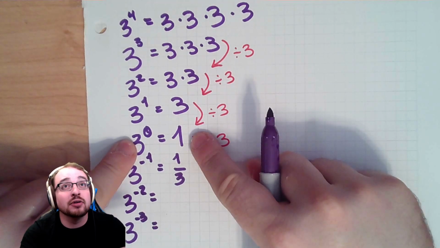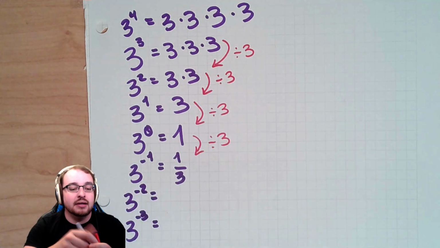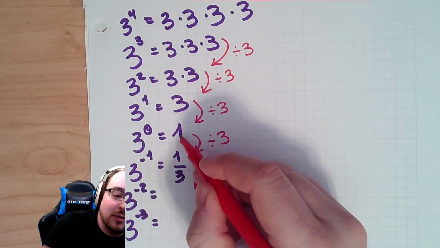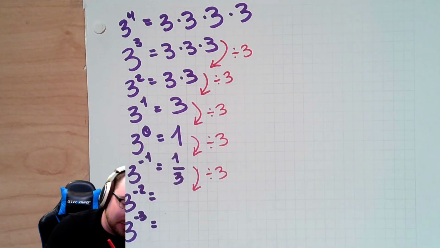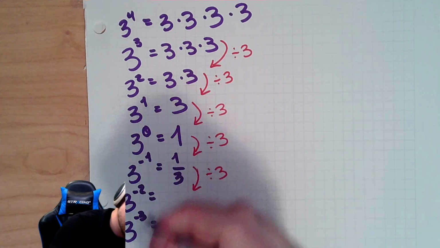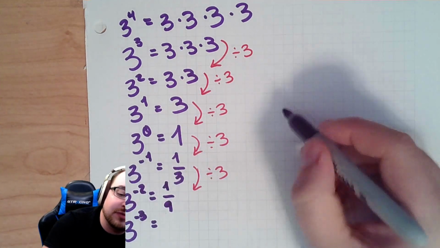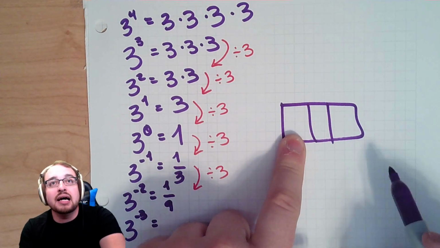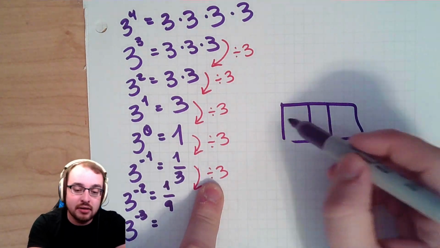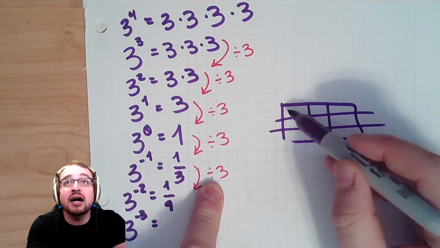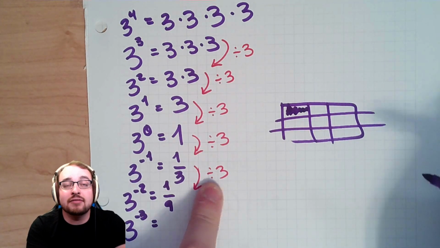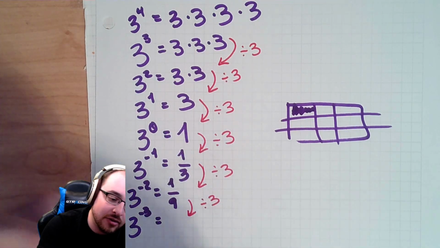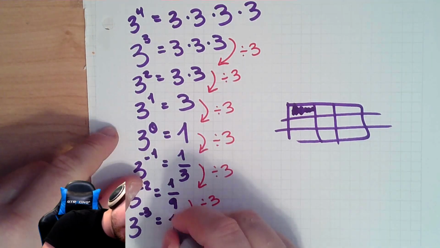So if I start at 3 to the 0th and divide by 3, I get 1/3. 3 to the negative second means take 1 and divide it by 3 two times. If I divide it by 3 twice, I don't end up with 1/6. I end up with 1/9. The reason for that is if I have 1/3, that's 1 out of 3 pieces, and I divide 1/3 by 3, I'll end up with 1/9. And if I divide 1/9 by 3, I won't end up with a 12th. I'll end up with 1/27.